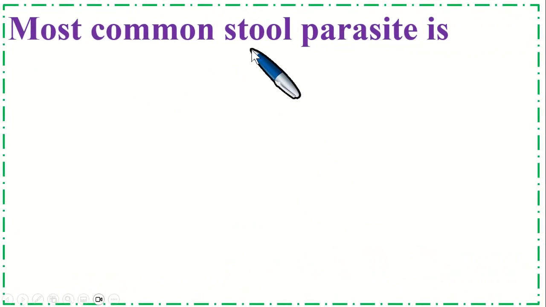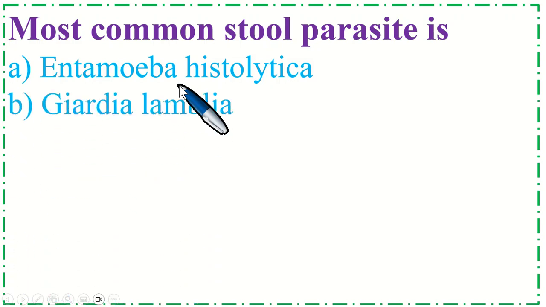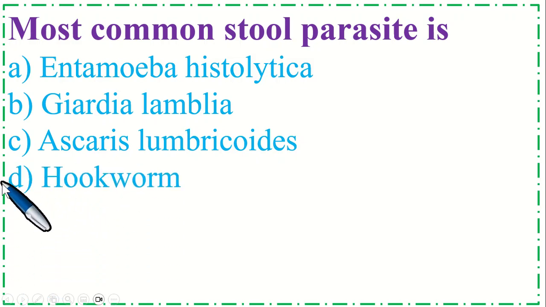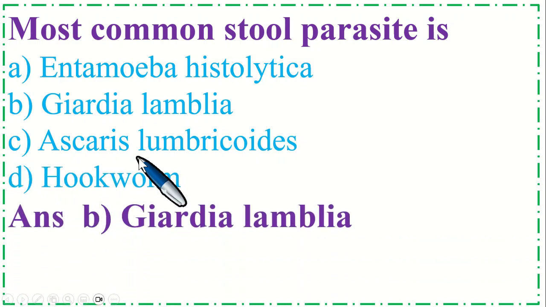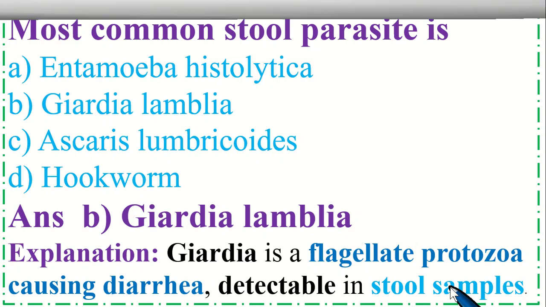Most common stool parasite is option A Entamoeba histolytica, option B Giardia lamblia, option C Ascaris lumbricoides, and option D hookworm. So the correct option is B, Giardia lamblia. Explanation: Giardia is a flagellated protozoan causing diarrhea, detectable in stool samples.